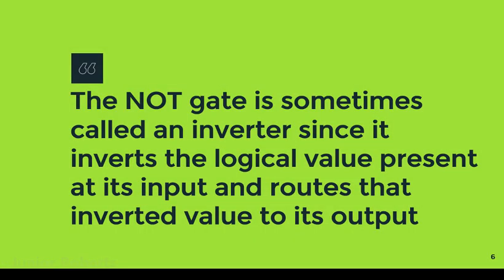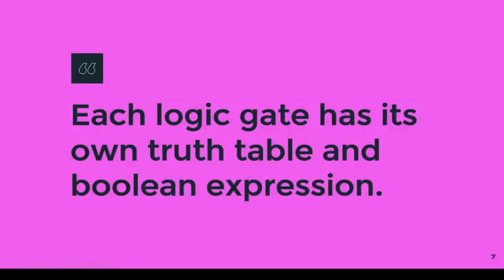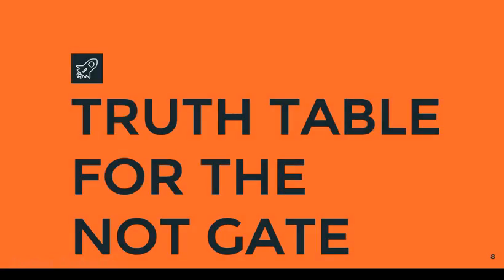The NOT gate is sometimes called an inverter, since it essentially inverts the logical value which is present at its input, and it routes that inverted value to its output. Each logic gate has its own truth table and Boolean expression, and we're going to talk more about the truth table and the Boolean expression for the NOT gate in this video. So we're going to start with the truth table. So let's look at the truth table for the NOT gate.